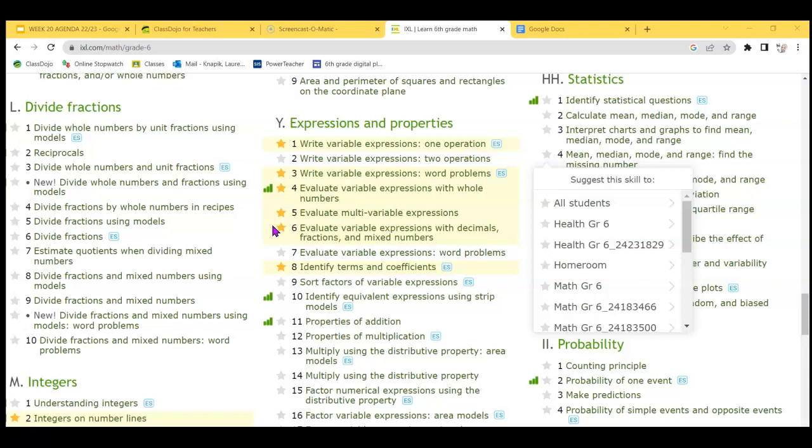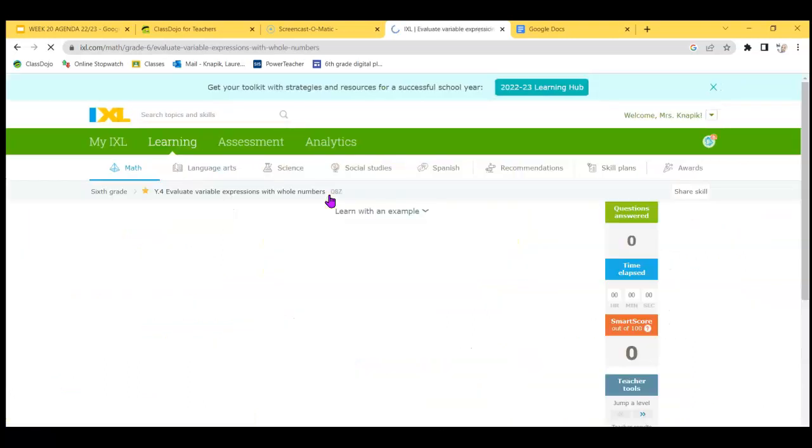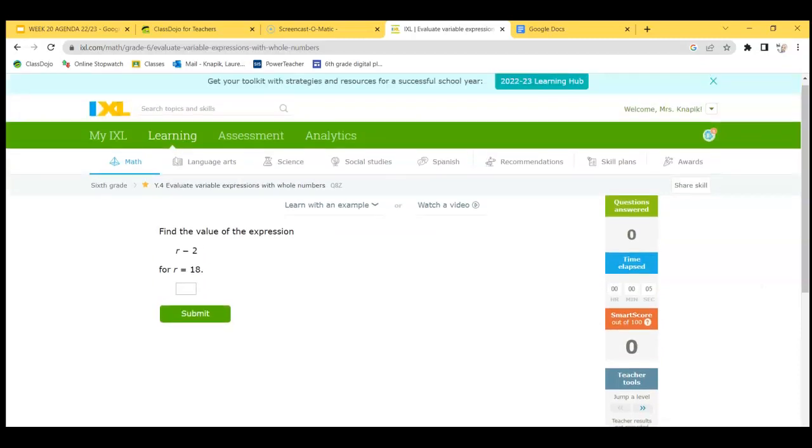So we're going to do a couple of each, and then you're going to be set free to work on it yourself. So let's look at Y.4. We'll do a couple here. Honestly, maybe just one or two on this one. So you got to get a SMART score of 80 on this one.